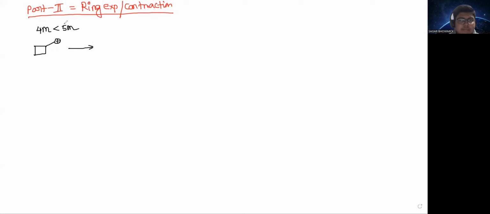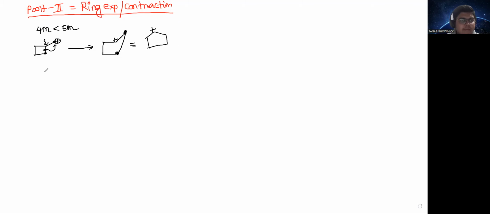As the five-member ring is more stable, this strained four-member ring can undergo expansion like this. This carbon will attach to this carbon. How will we draw it? Like this. This carbon is attaching to this carbon, and the bond of this carbon has been broken, right? And no other bond has formed there, so this position will have the positive charge. So this is basically a carbocation on a five-member ring. So this will be formed.